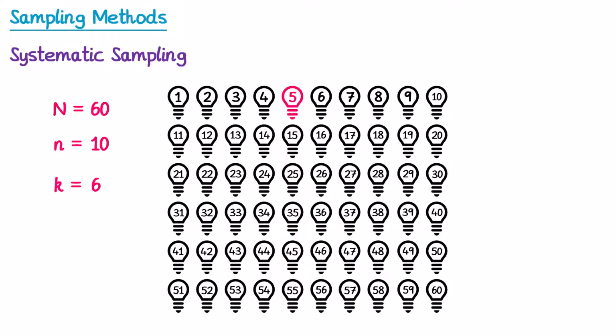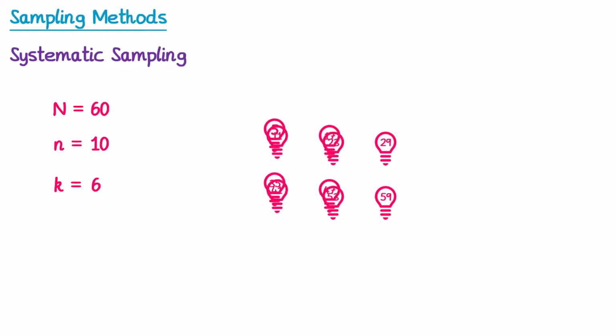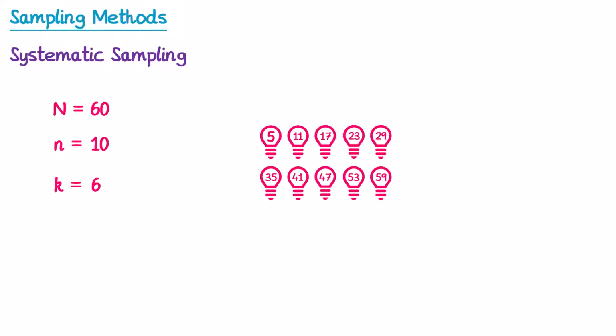We then take each kth item after this one. Since k is 6, we need to take each 6th item after this one. To do this, you can continually add 6 to the number of the most recent item that you sampled. So we sampled item number 5, and if we add 6 to 5, we get 11. So we need item number 11. If we add 6 to this, we get 17. Add 6 to this, we get 23. And we just continue doing this, going through the list, adding 6 each time, until we get to the end. You'll notice when you get to the end, you'll have the required number of items. So here we have 10 items, which was our sample size.